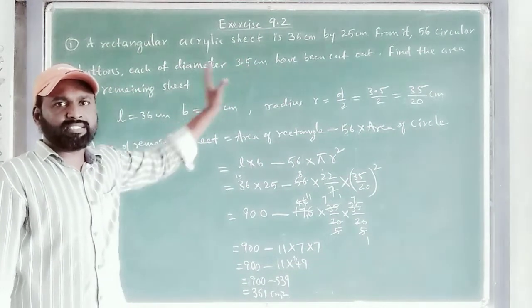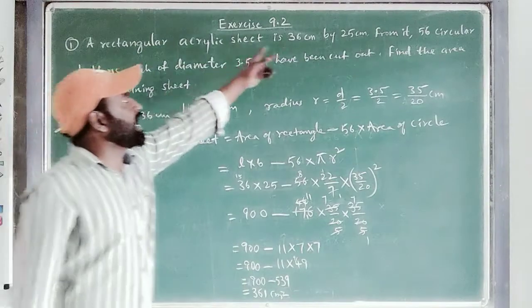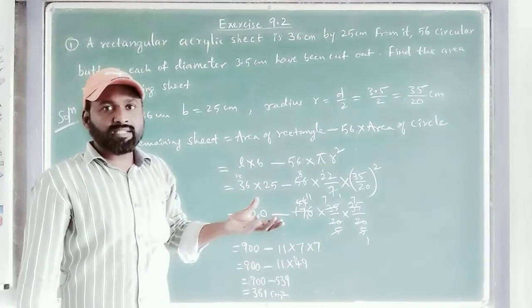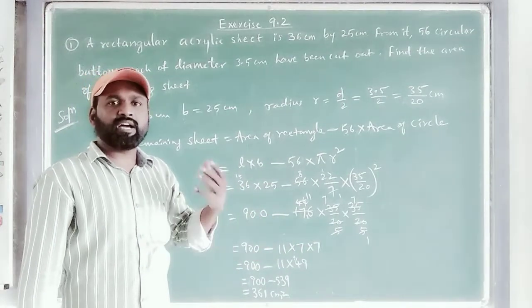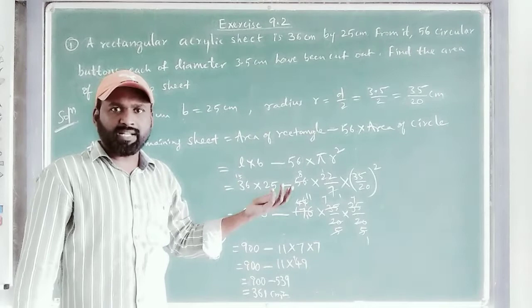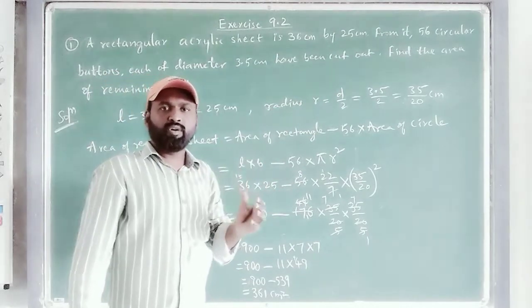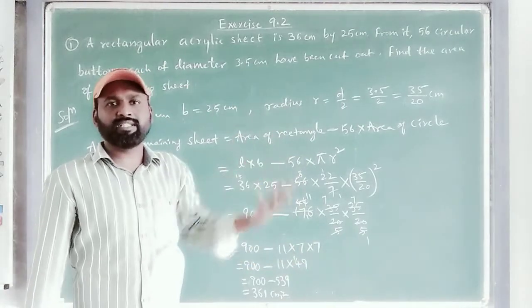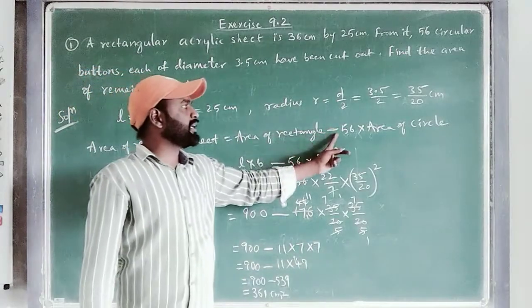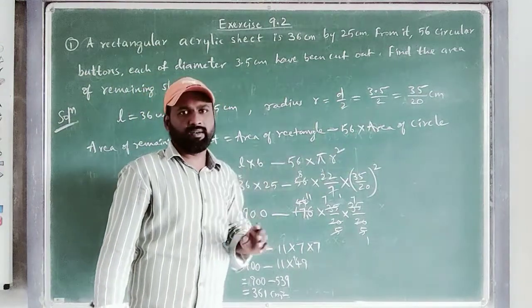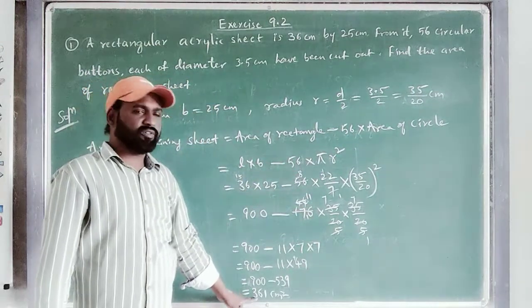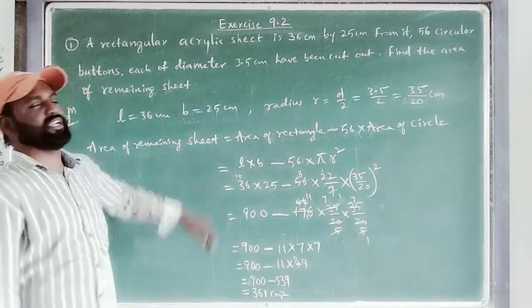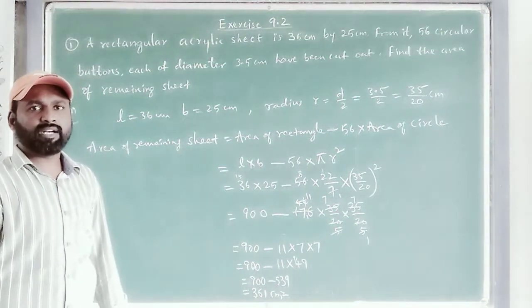The shape of the sheet is rectangular. So the dimensions are given, length and breadth. So you can find the area of the rectangle. After that, the buttons are in which shape? Circular shape. So area of the circle we have to find out. But how many such buttons are there? 56 such buttons. So the area of the 56 buttons should be subtracted from the whole rectangular sheet. So area of the rectangle minus 56 into area of the circle. So by doing the simplification, we have got 361 centimeters square, which is the area of the remaining sheet. Hope you all understood this problem. Let us move on to the second question.